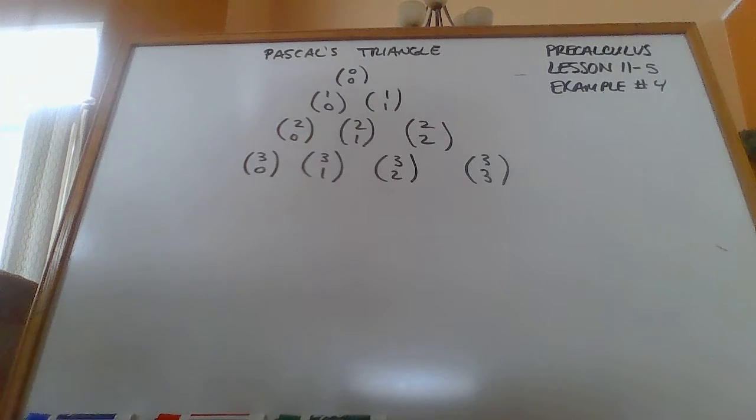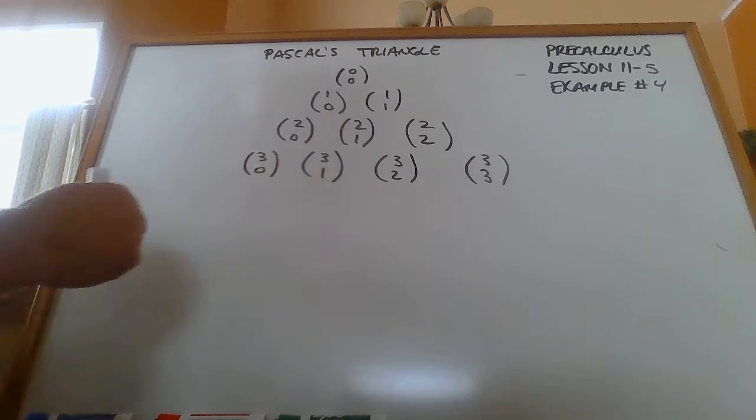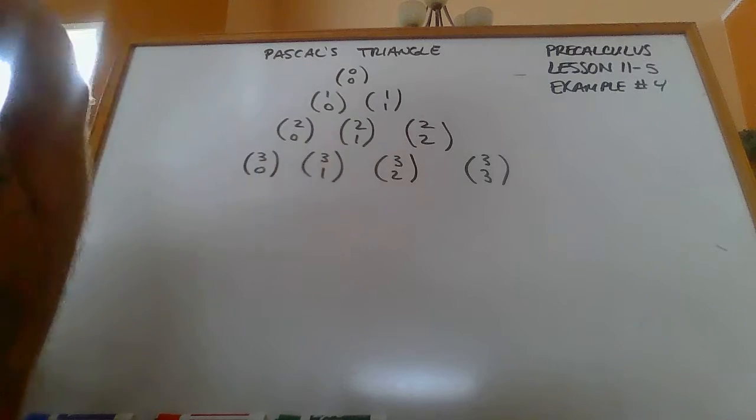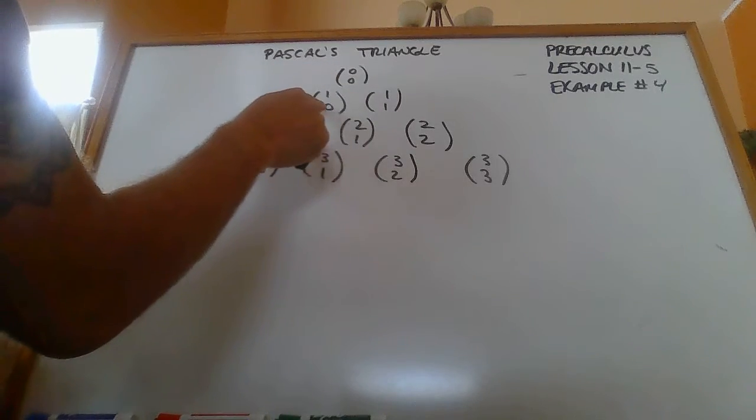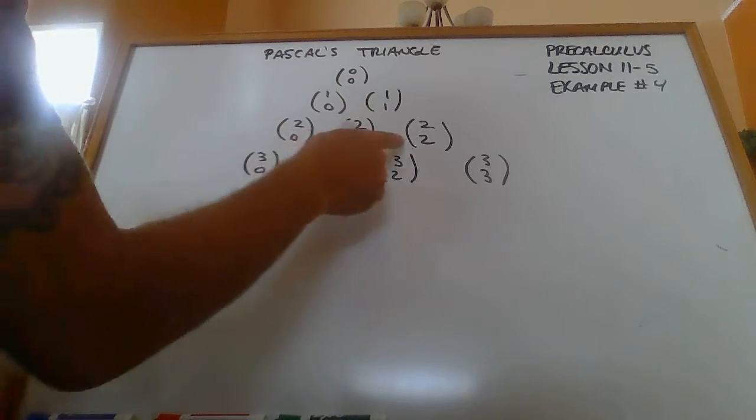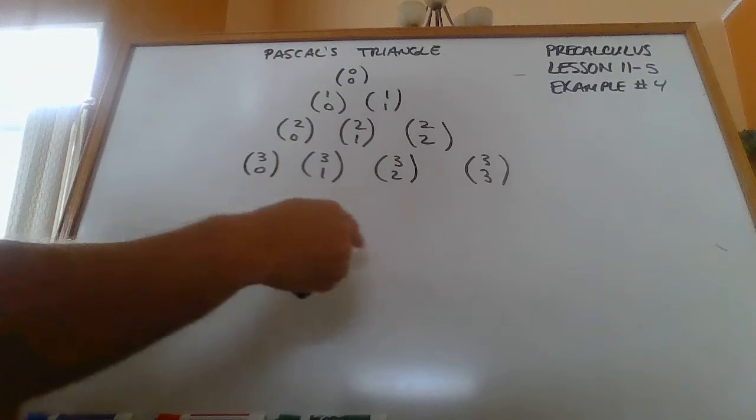Okay, this is Pascal's triangle. It's basically made up of 0 choose 0, and then the next line is 1 choose 0, 1 choose 1, and so on. Okay, and this goes on forever.